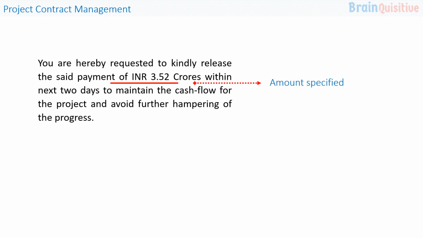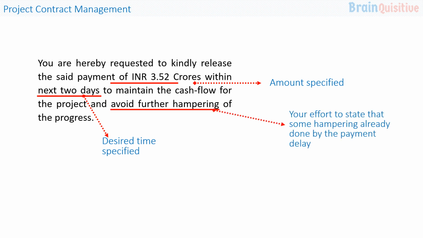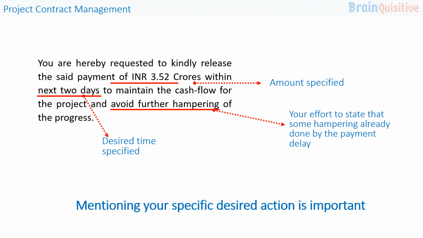Here, you have specified the amount, which is INR 3.52 crores. You have specified your desired time of releasing the payment, which is the next 2 days. And at the same time, you have put your effort to state that some hampering already done by the payment delay. Mentioning your specific desired action is very important.